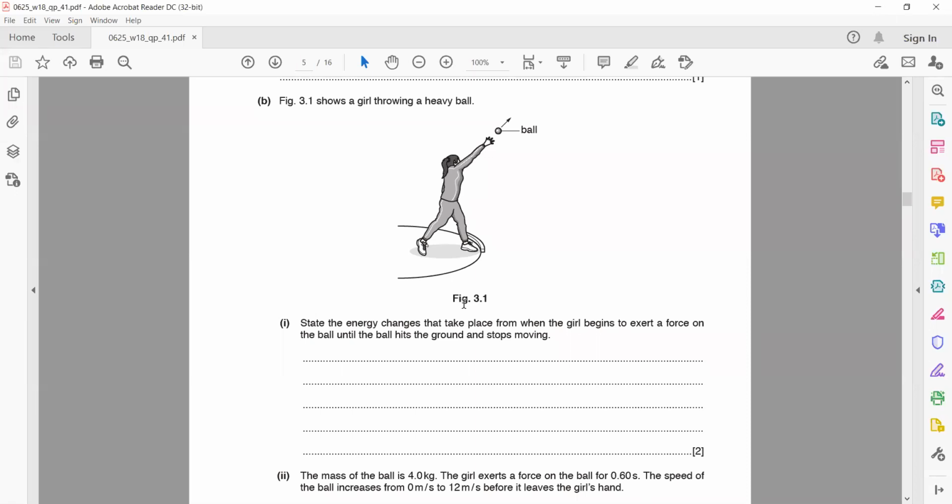But it should be complete. Your answer is not complete, Hashim. It should be like first she's having a chemical energy, which changes to kinetic as the ball moves. Then to potential as the ball rises to a certain height.